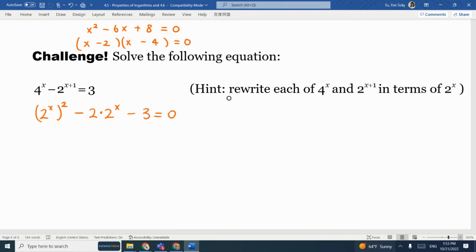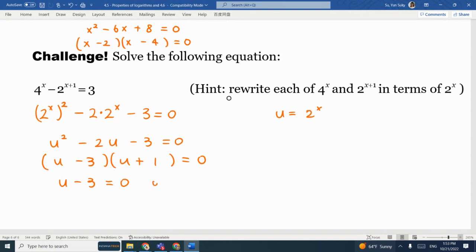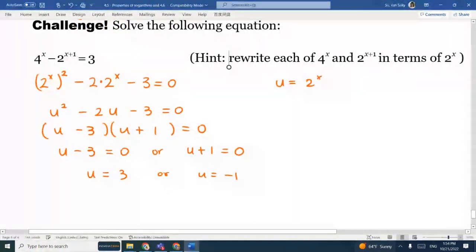Okay, we have 4 minutes left. Well, let's do it. So let u be what? 2 to the x. Then this is u squared minus 2u minus 3 equals 0. How can you factor it? u minus 3 and u plus 1. So u minus 3 is 0, or u plus 1 is 0. What's u? 3 or negative 1. Are we done?